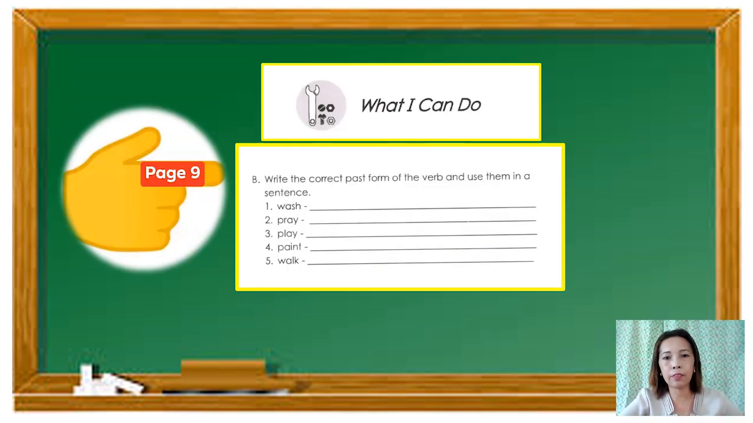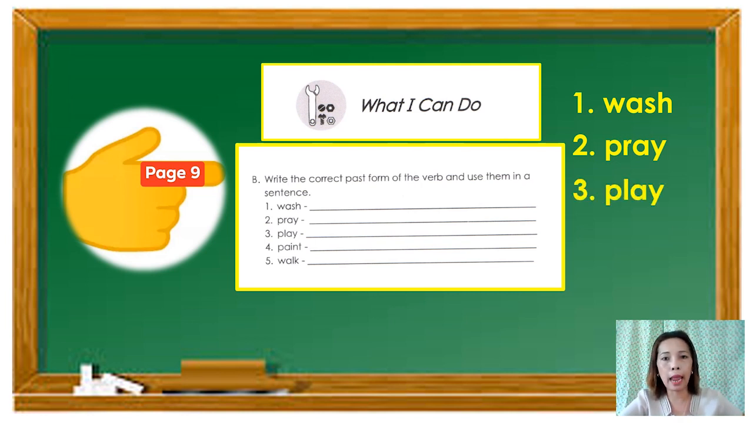Second activity is on page 9. What I Can Do, B. Write the correct past form of the verb and use them in the sentence. Number 1, wash. Number 2, pray. Number 3, play. Number 4, paint. Number 5, walk.